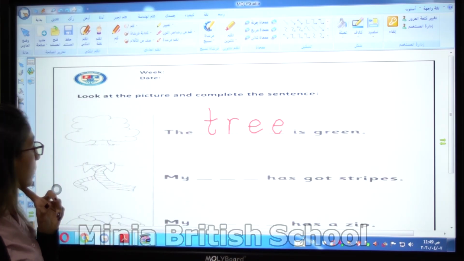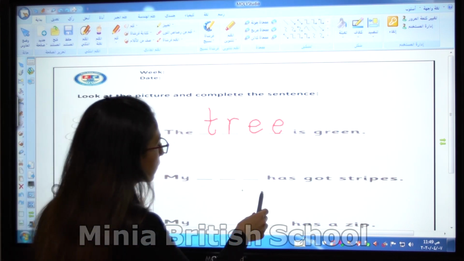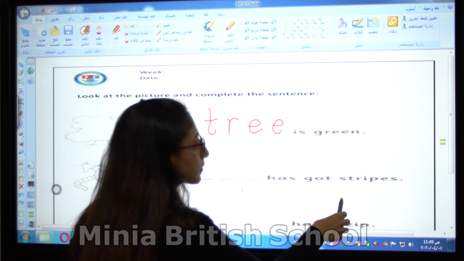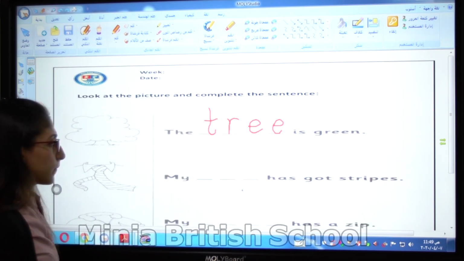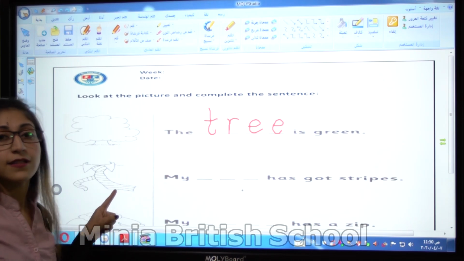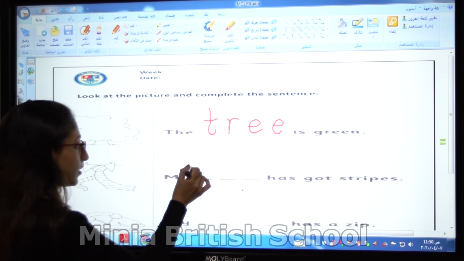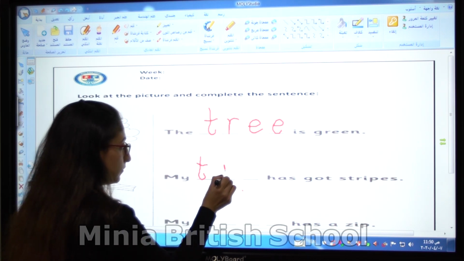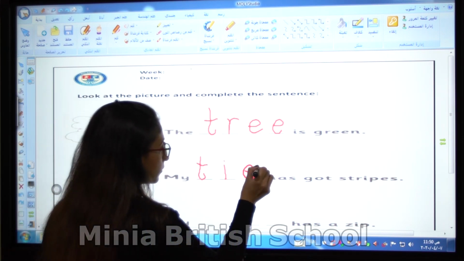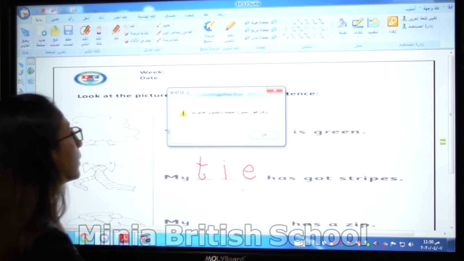Here, in this sentence, my dots has got straps. What is this picture? Yes, it's toy. It's toy. Excellent. My toy has got straps. Yes.